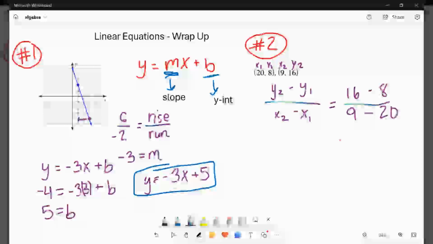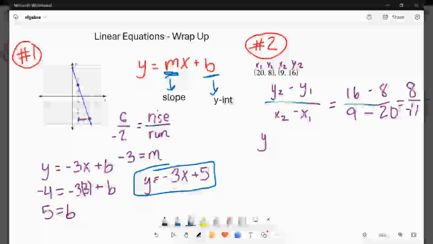Okay? So let's simplify. 16 minus 8 gives you 8, and 9 minus 20 gives you, yikes, negative 11. What a weird slope. But that's okay. Negative 8 over 11 is our slope.